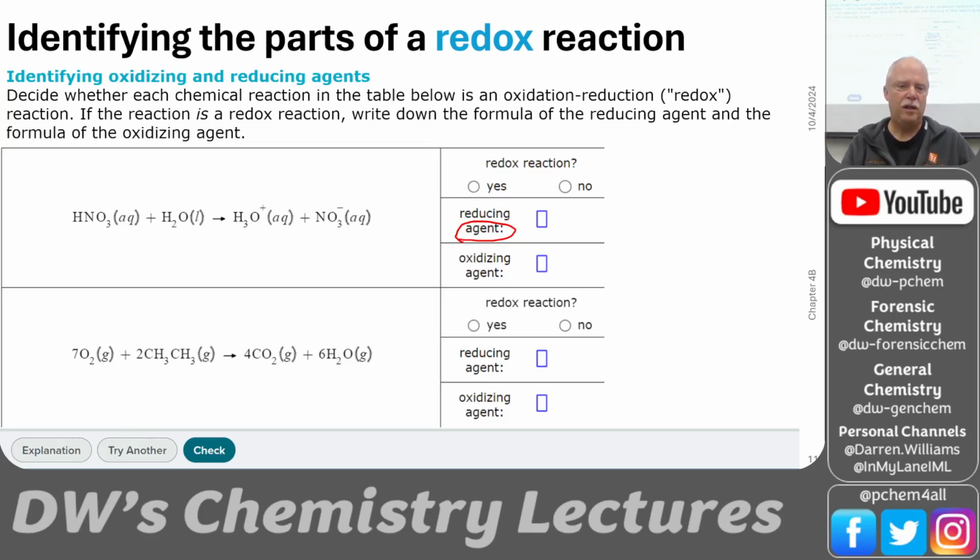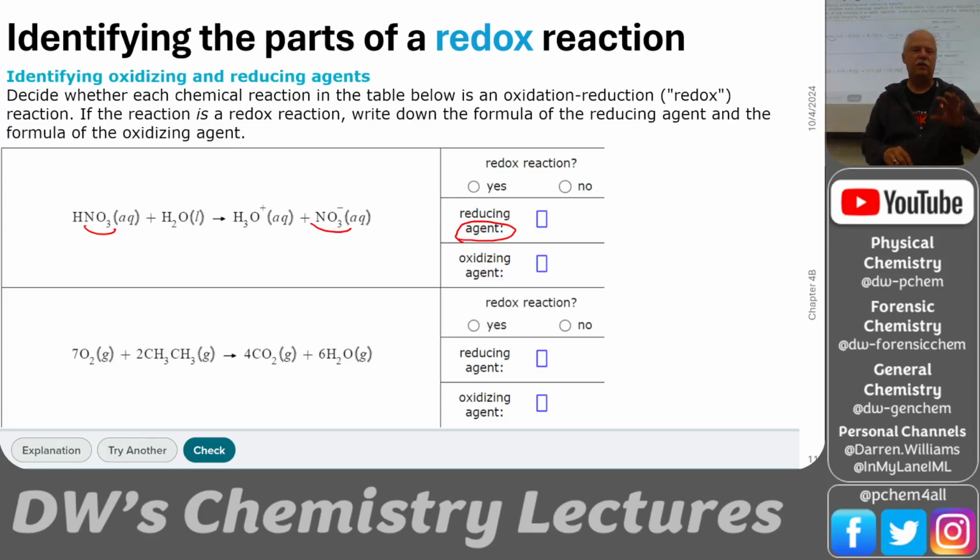So let's look at this problem here. Notice how we have NO3 here and NO3 there. So the number of oxygens attached to the nitrogen did not change. So that's a clue that there was no oxidation or reduction going on.